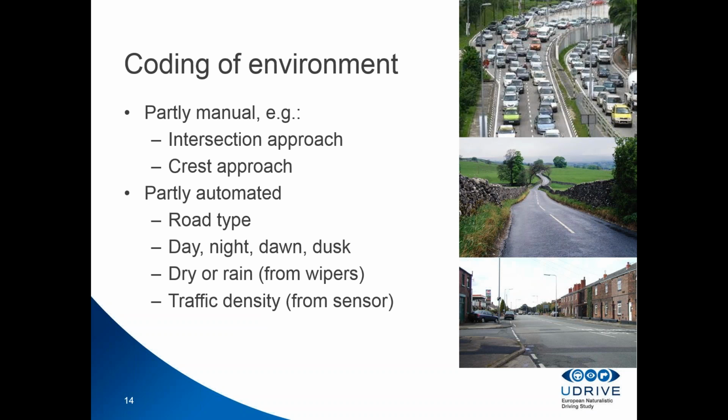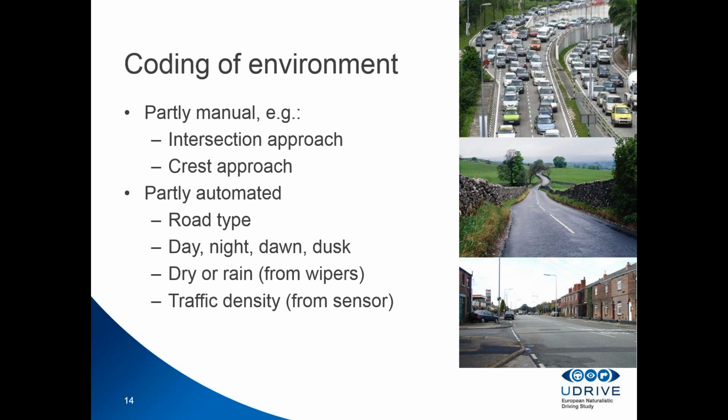So then we want to know what kind of road people are doing it on. What's the environment in which people are carrying out these tasks? And we're doing that partly manually and partly by automated means. So we're looking at, for example, intersection approach and crest approach. That's done manually. Road type is partly automated. Day, night, dawn, dusk, time of day, in other words, is automated.